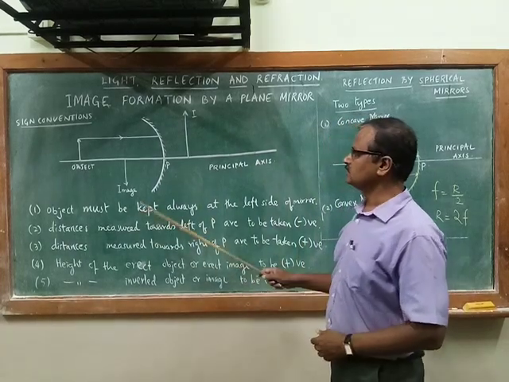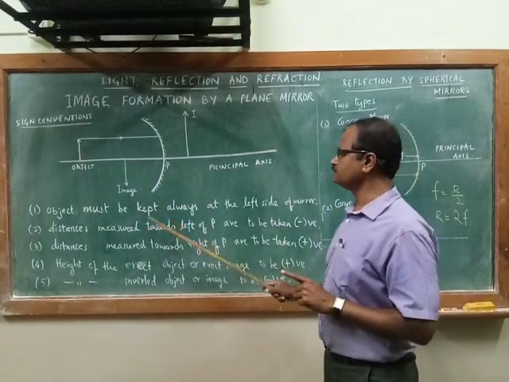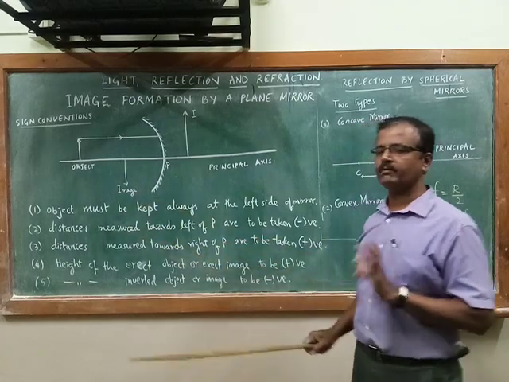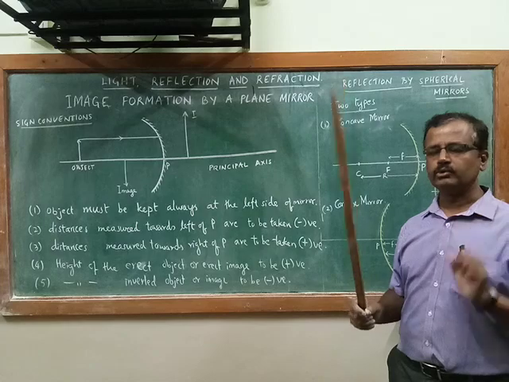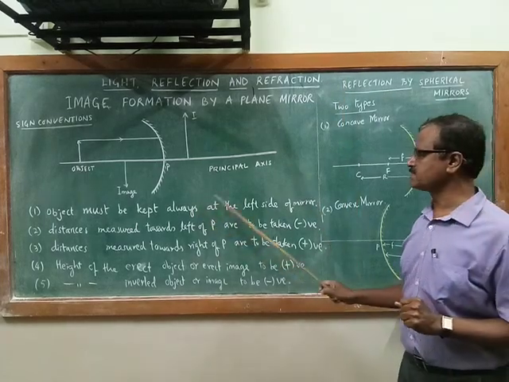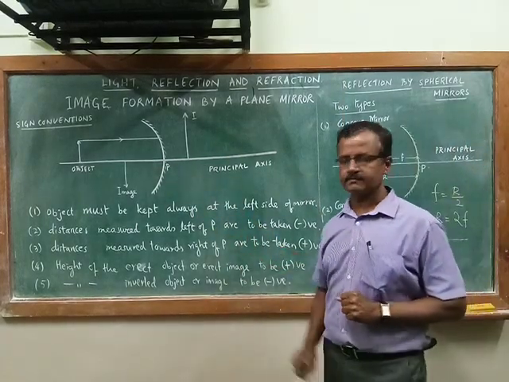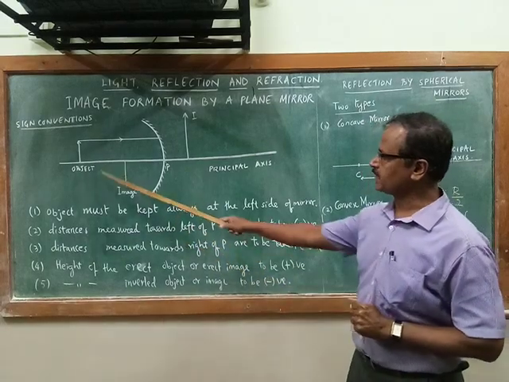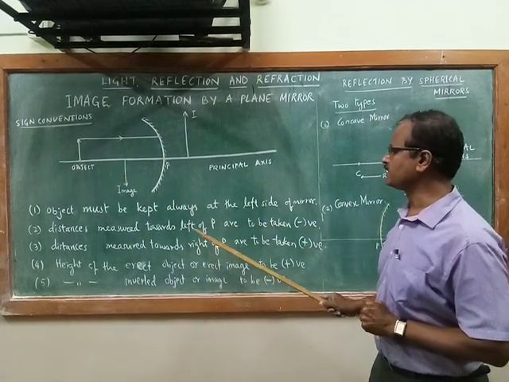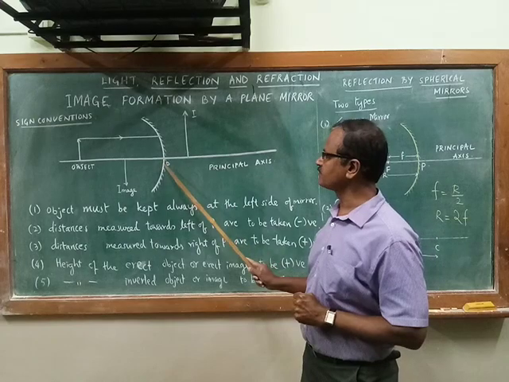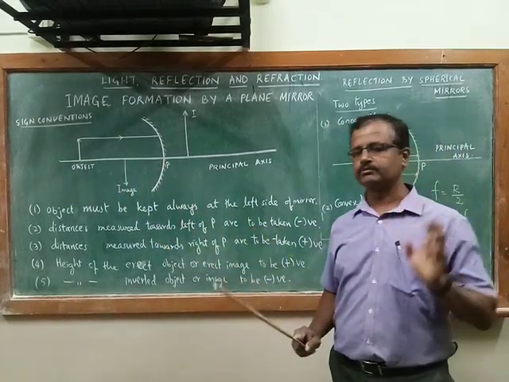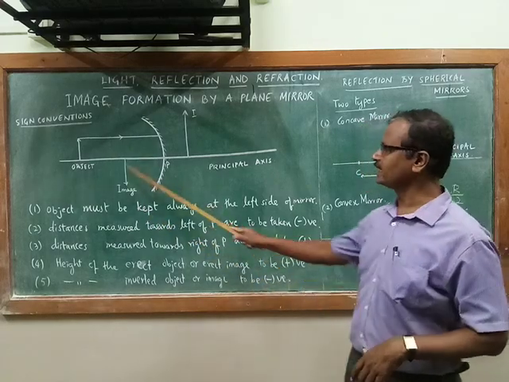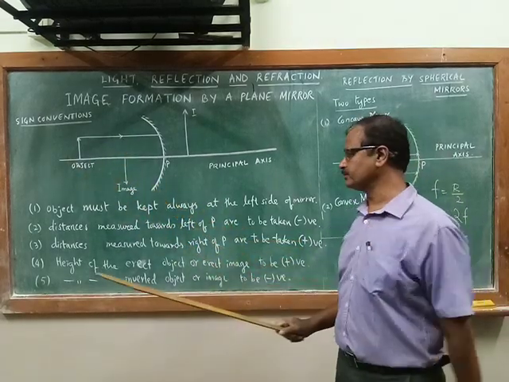For example, one thing must always be remembered: the object must always be kept towards the left side of the mirror. This is a rule. So when the object is kept on the left side of the mirror, then naturally the object distance is measured from the pole towards the left side. Therefore, object distance becomes negative. U will always be negative.